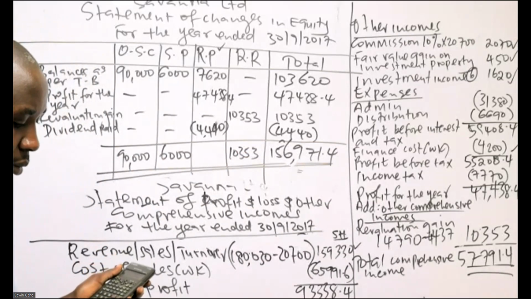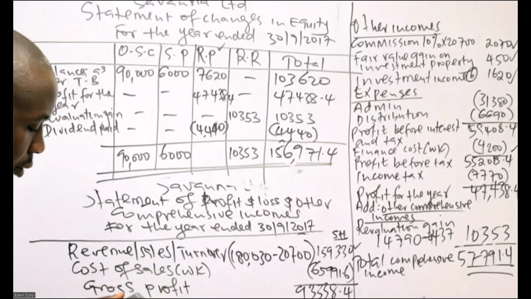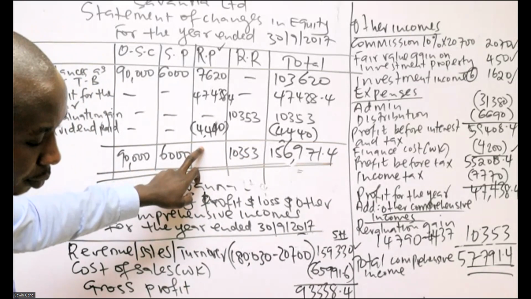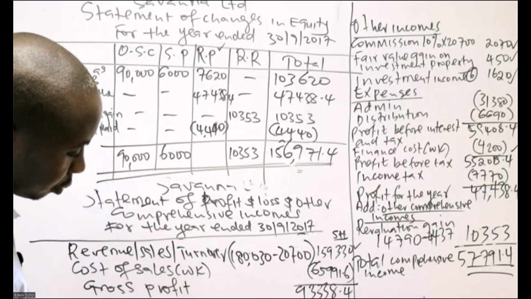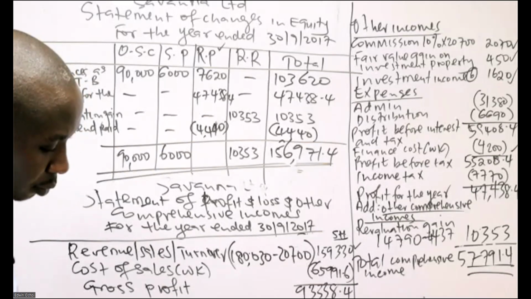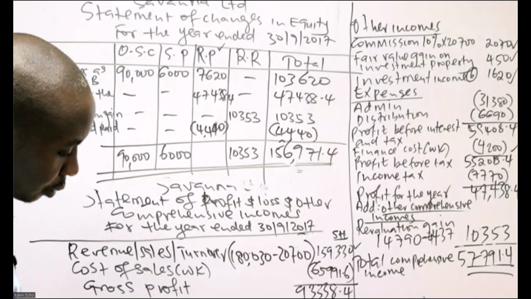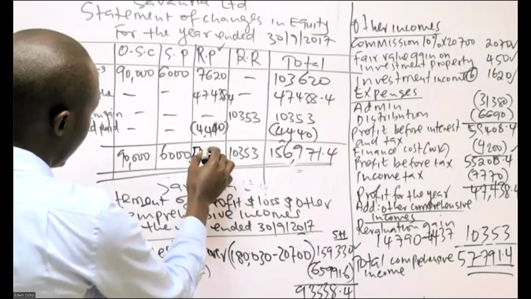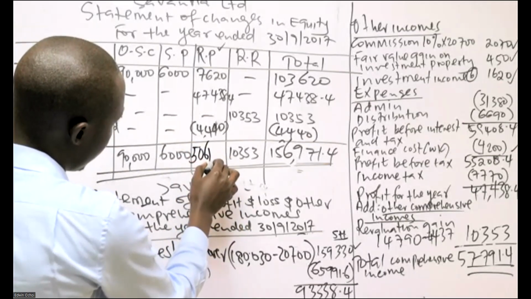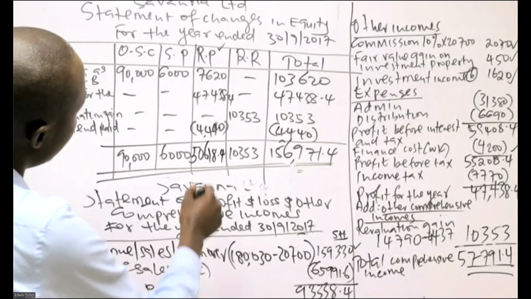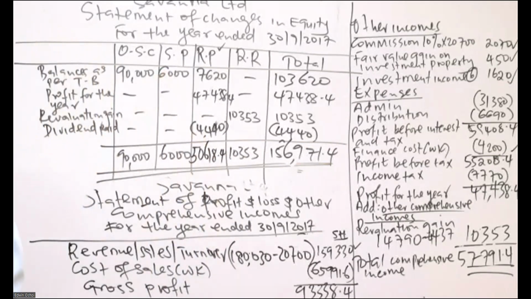What are you getting? This one, how much do you get? 50,618.4. Everything is recorded correct. Yes.